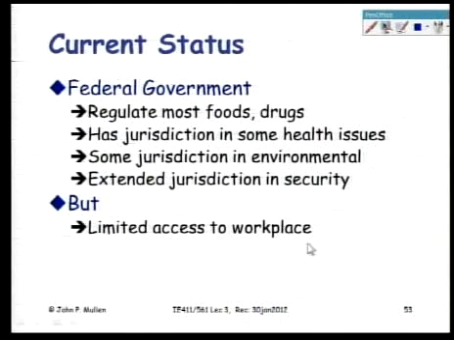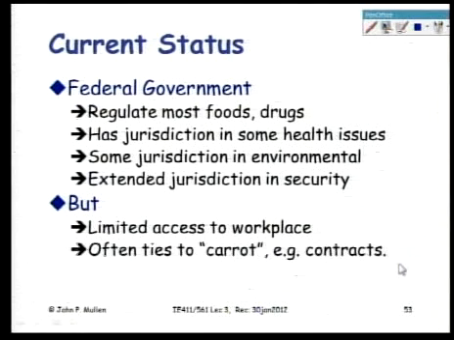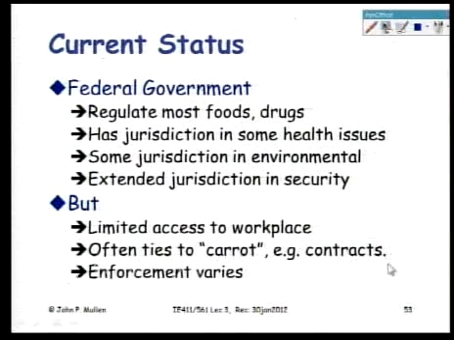But it still has limited access to the workplace. Basically, employers have to say, yeah, you can come in. They often do this, the carrot and stick, for example. They might have as a condition of a federal contract that your facility be inspected. So if you want that contract, you have to agree to that condition. Okay, and enforcement varies tremendously from place to place and state to state.